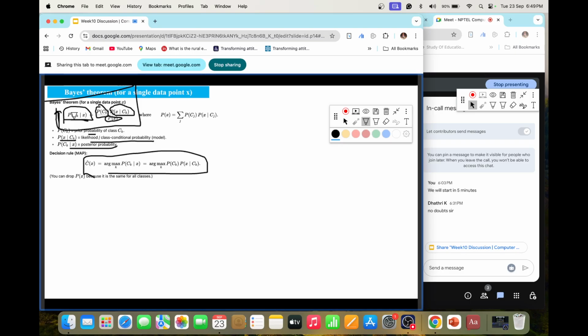Okay, we will calculate the P(C|X), the probability of the class given X. Then we will compare P(C|X) for the different classes. For whichever class it comes out maximum, we will say that the given data point belongs to that particular class. So this is regarding the Bayes theorem.